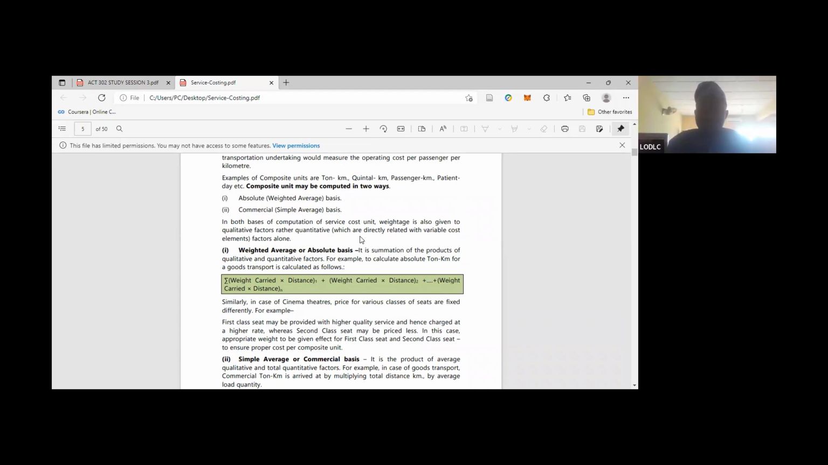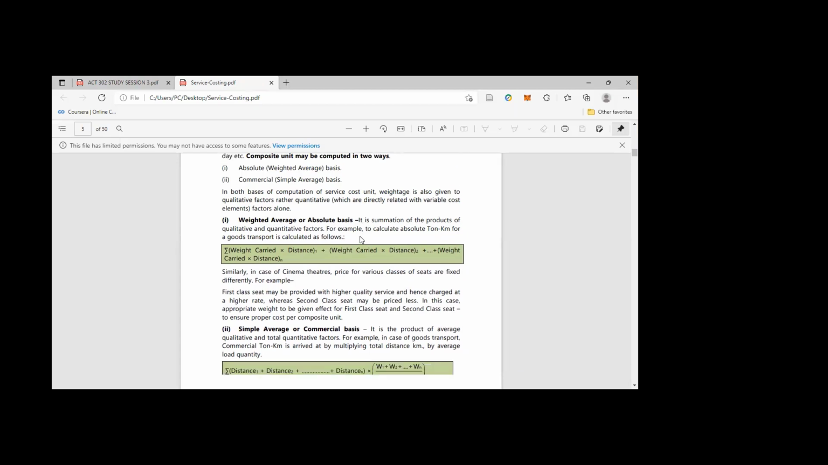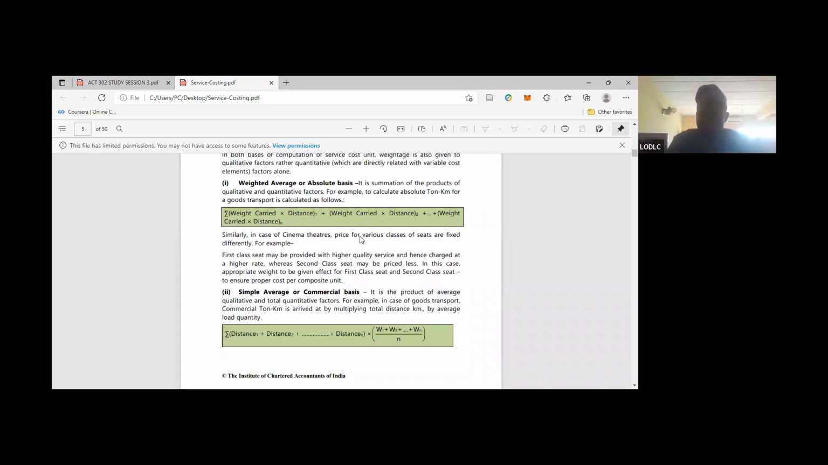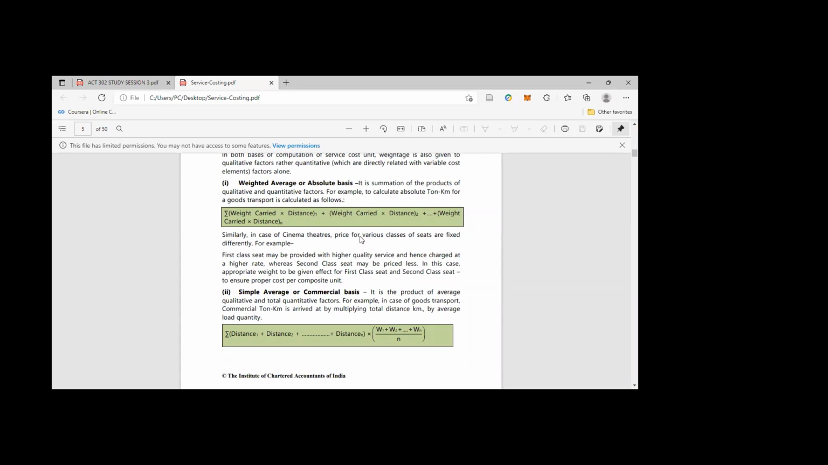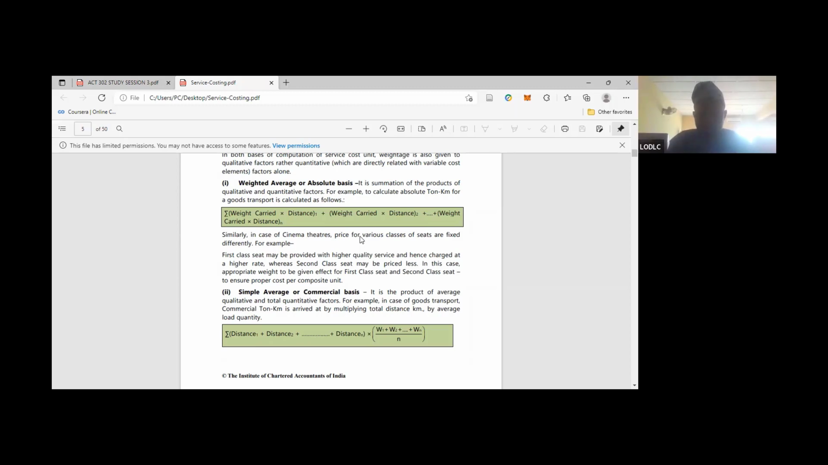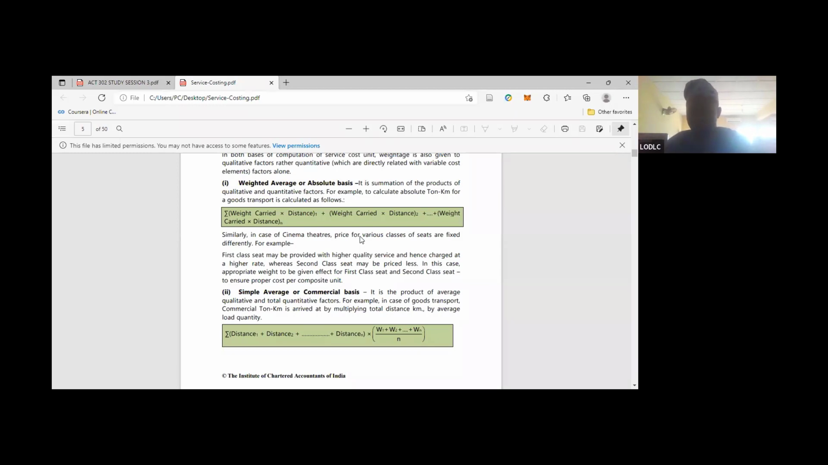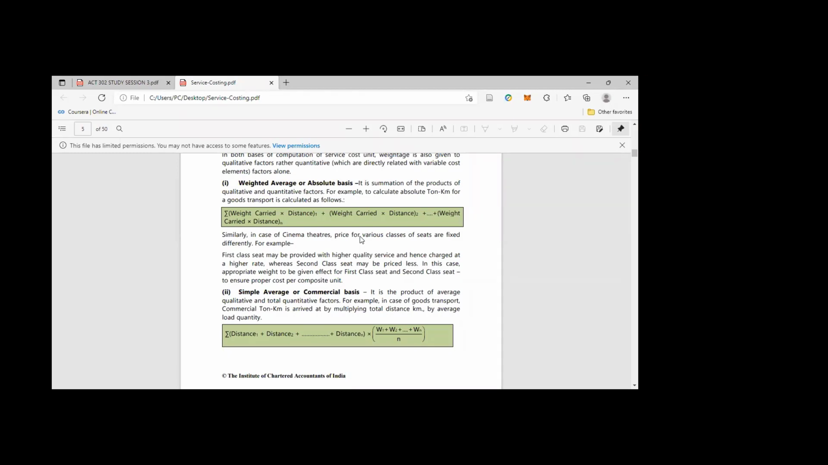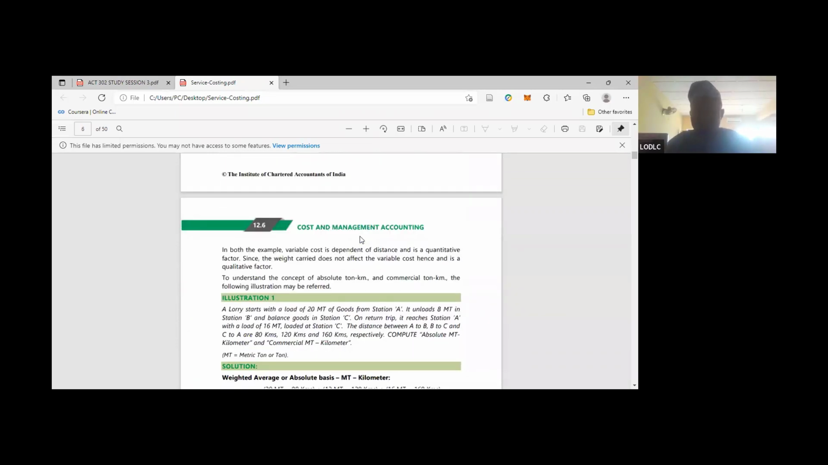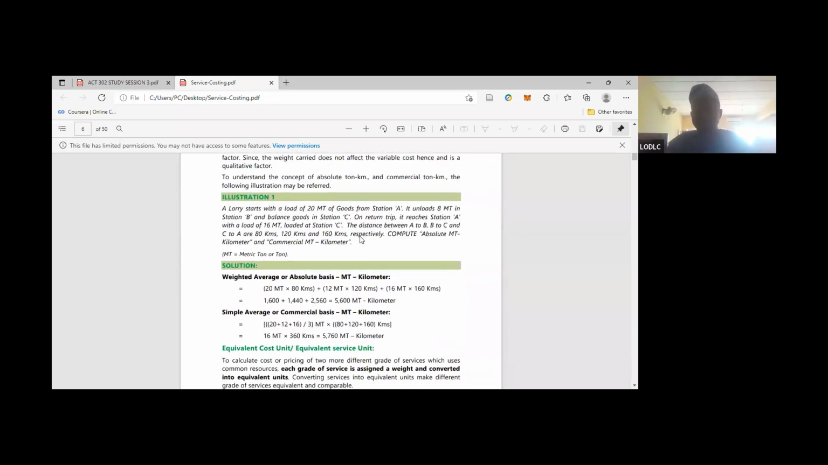So that is that. But when you are talking about simple average or commercial basis, it is the product of the average, either qualitative or quantitative factors. Do you understand? In the case of goods carriage, we have commercial ton-kilometer, which is arrived at by multiplying the total distance, which is kilometer, by average load quantity. So when we get to calculation, you understand what I mean by all this.